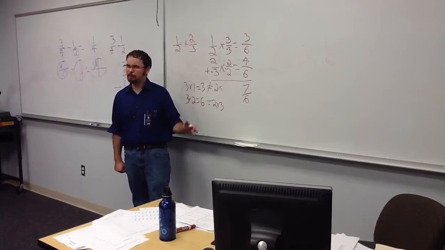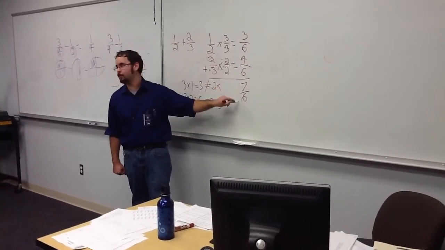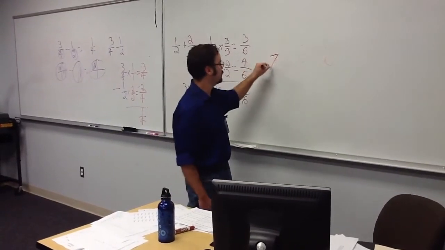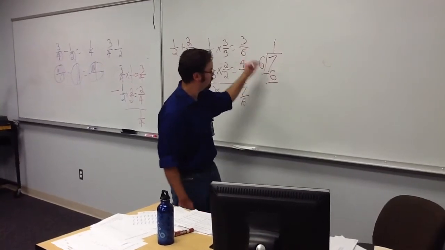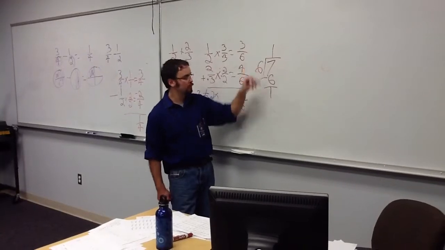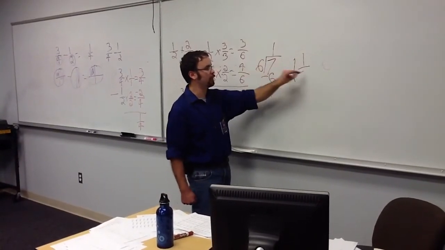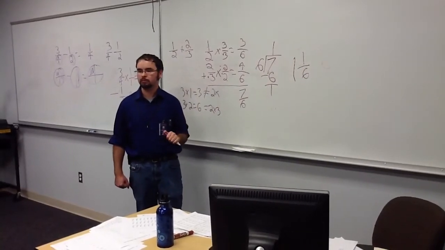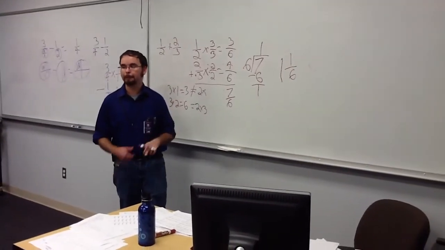Are we done? No. This is an improper fraction. We're going to have to divide it. 7 divided by 6, 1 time is 6, and the 1, 1 whole, 1 part, and the denominator stays the same. 1 and 1/6. So this time you have an improper fraction, then you could change it to the next number.